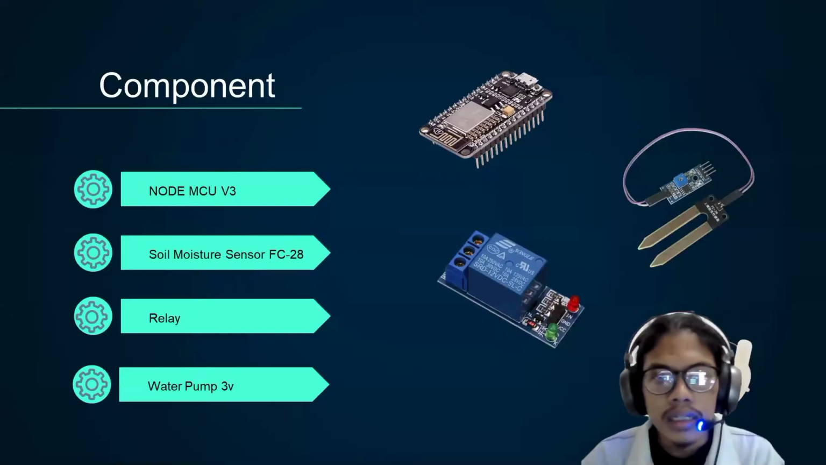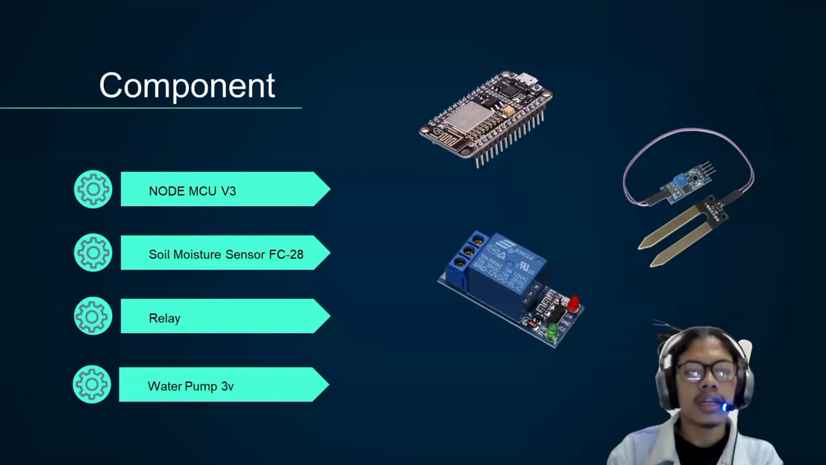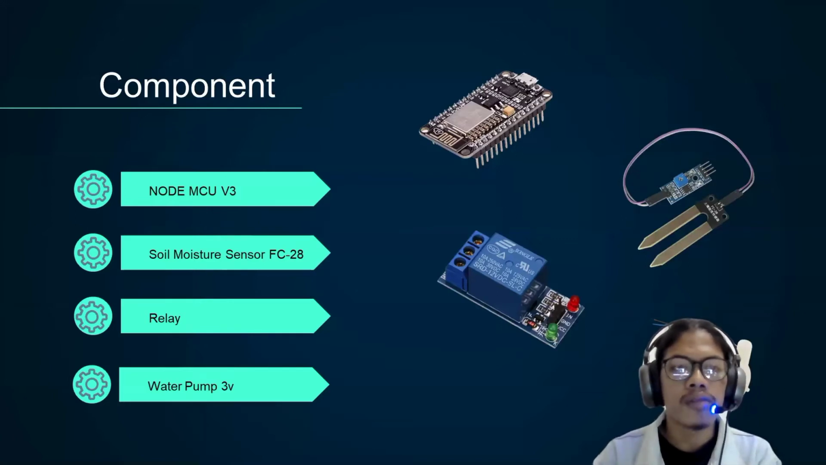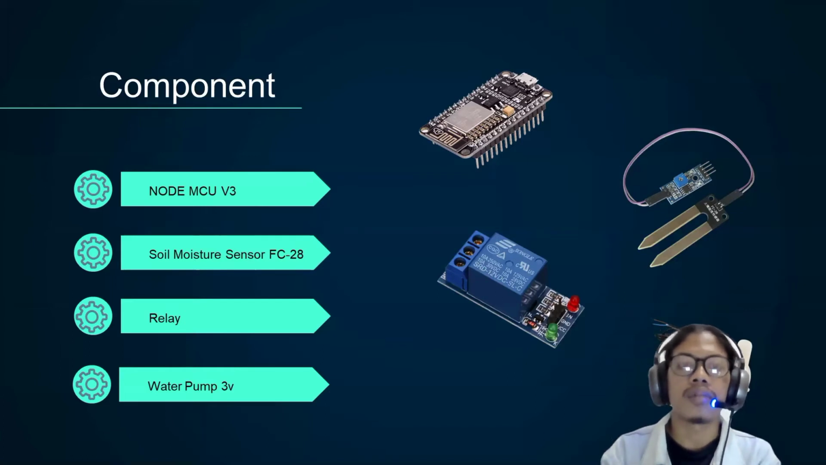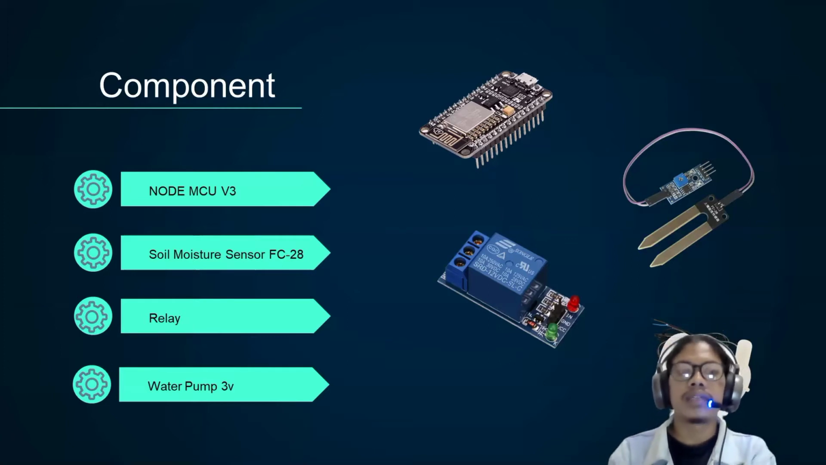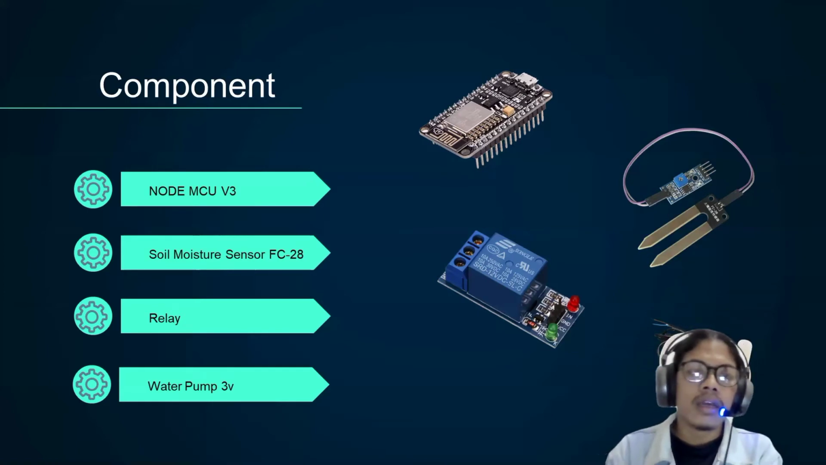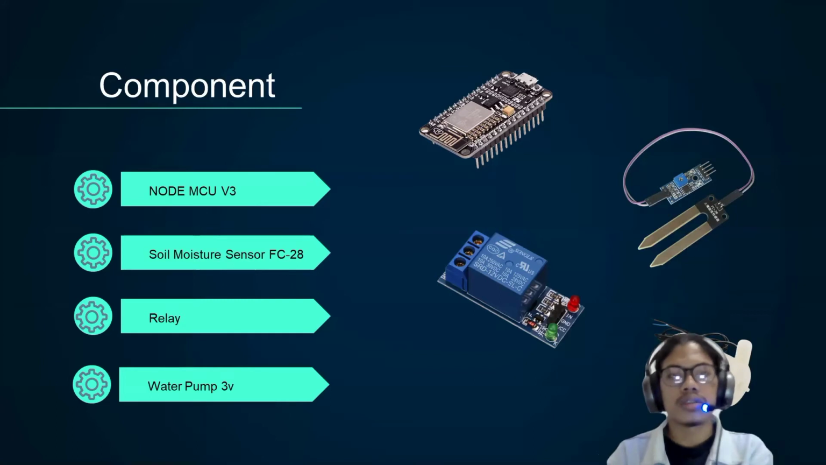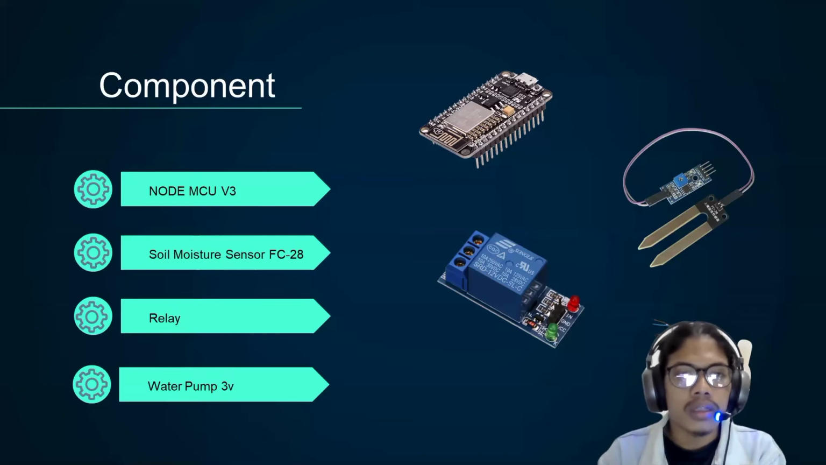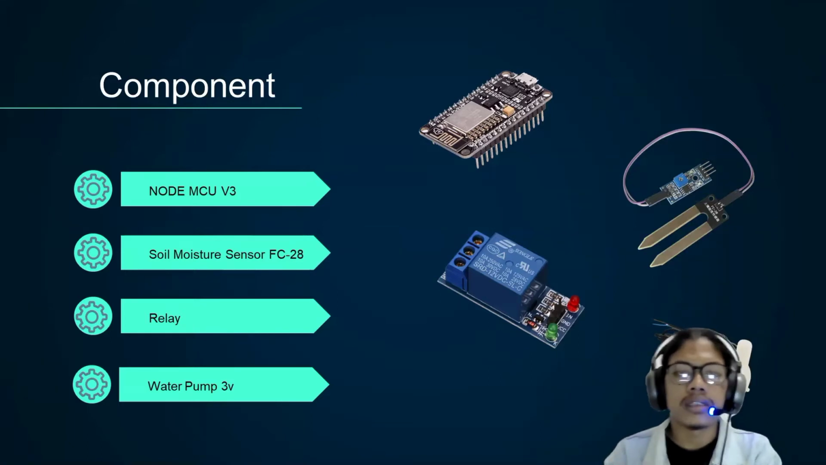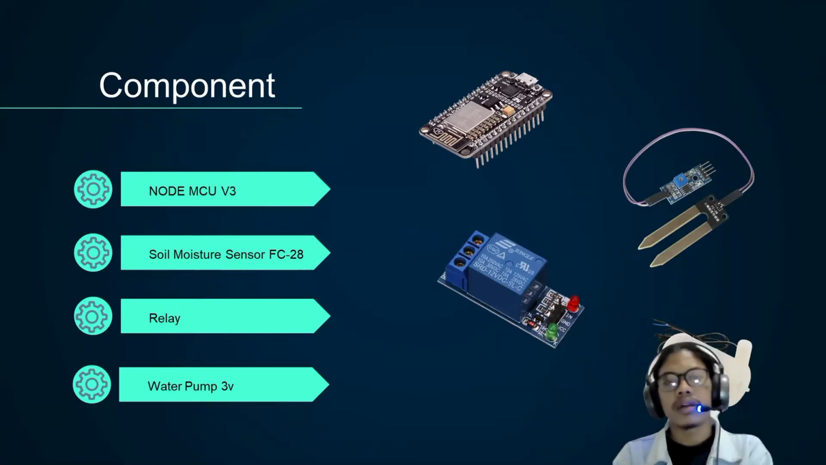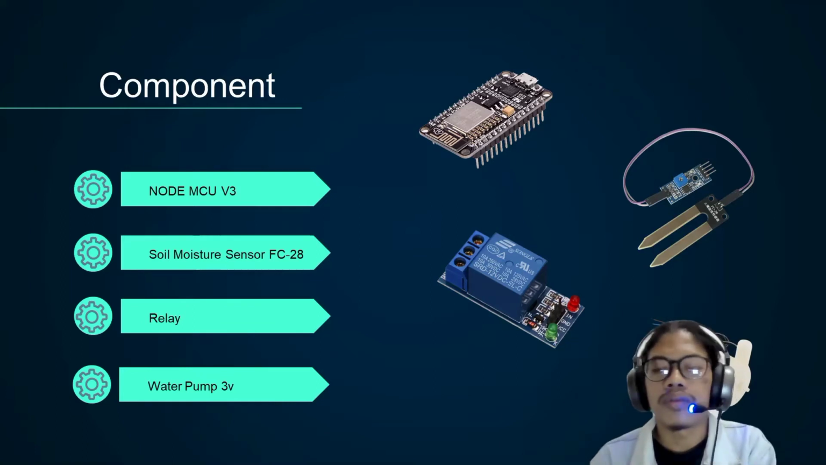Okay, next are the components that we use in our project. First, we have NodeMCU. NodeMCU is an open source IoT platform, consisting of hardware in the form of a system on chip ESP8266. The second is the soil moisture sensor FC28. The soil moisture sensor can detect soil moisture and measure the water content in the soil. In the sensor, there are two probes that pass current through the ground to measure resistance, so that it gets the soil moisture value.